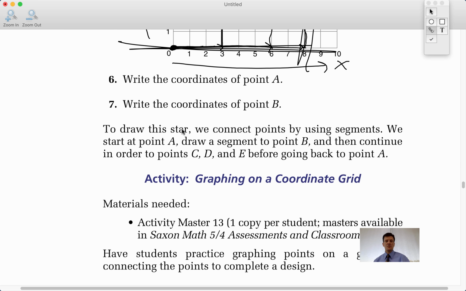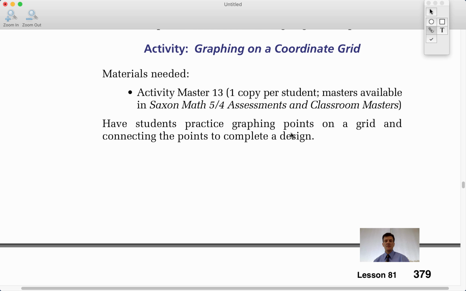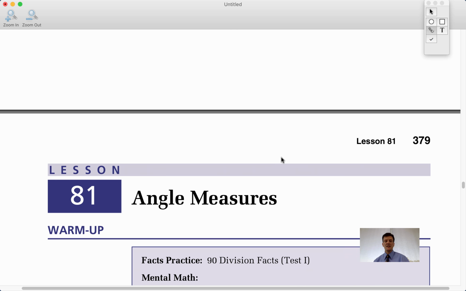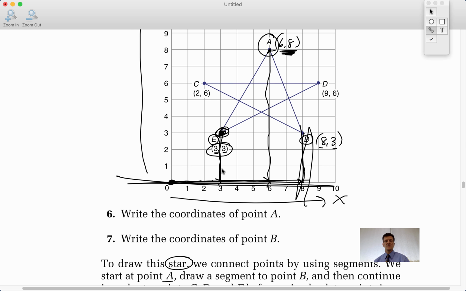And then all they're just saying is if you want to then connect all those points, you'll see that it makes a star if you want to. Okay? So, a little activity here. It says, have students practice graphing points on a grid and connecting the points to complete a design. So you can make up your own if you want to. You could, for example, list a whole bunch of coordinates, list a whole bunch of points, and then see if somebody in your family could plot all those points, and you would know maybe you selected those points specifically to make a design, a star or fish or a cross or X or something like that. Okay? So that might be a fun little activity, is to come up with a whole list of points.